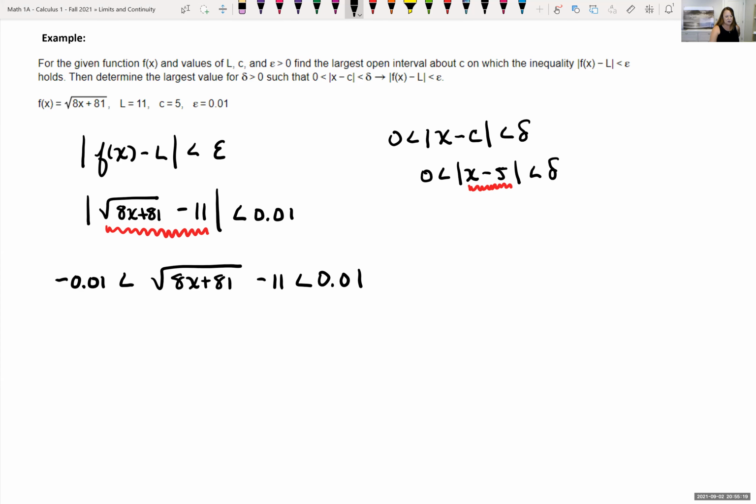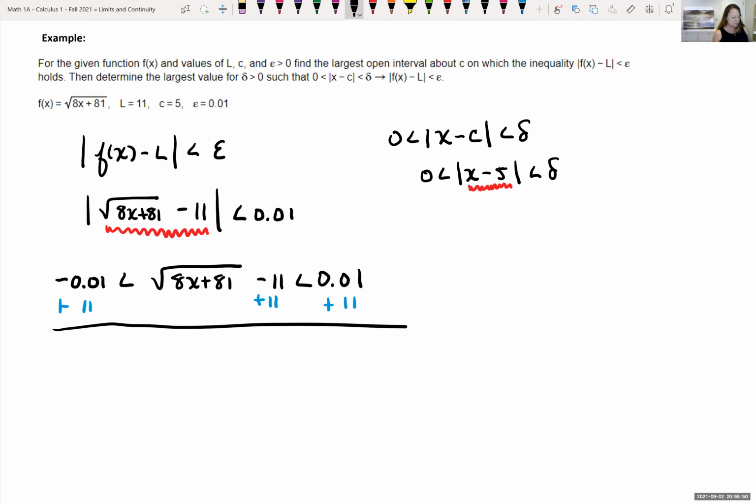Okay, so notice that we don't have any radical in what we're trying to get to. And so let's clear that radical. In order to clear it, I know I'm going to want to square everything. And I can't do that until I get rid of that minus 11, or I'm going to have some mess in there. So let's get rid of the minus 11 by adding 11 to each side of the inequality and in between.